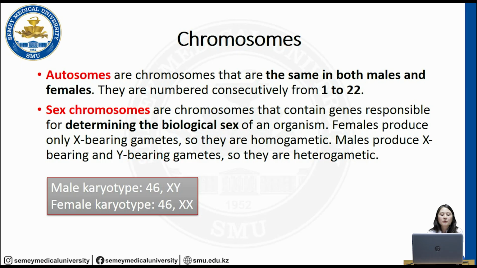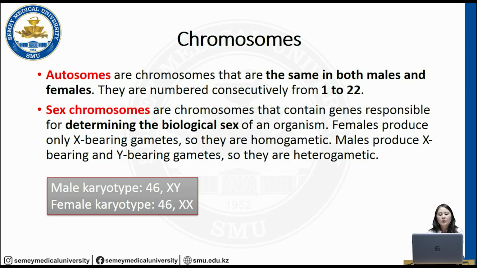Chromosomes can be autosomes and sex chromosomes. Normal male and female karyotype you can see in this gray box. Male karyotype is 46,XY and the female karyotype is 46,XX. Autosomes, there are 22 pairs of the autosomes. These are the same in both males and females. They are numbered consecutively from 1 to 22.